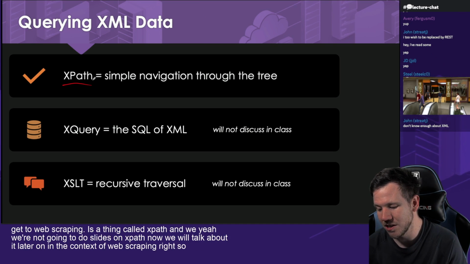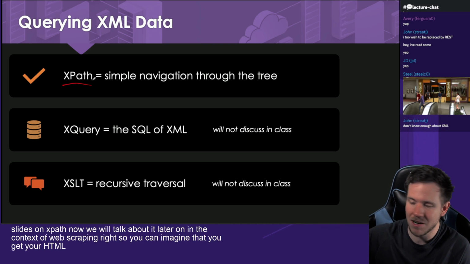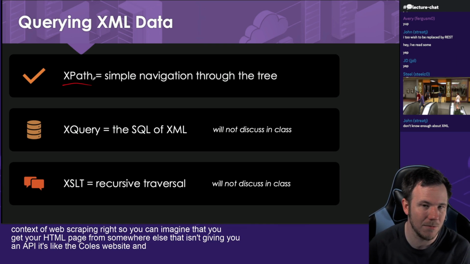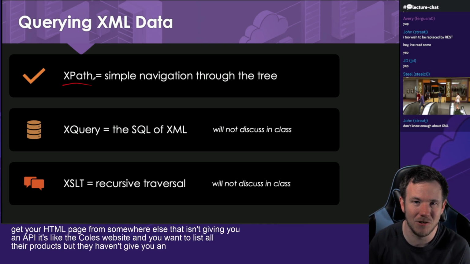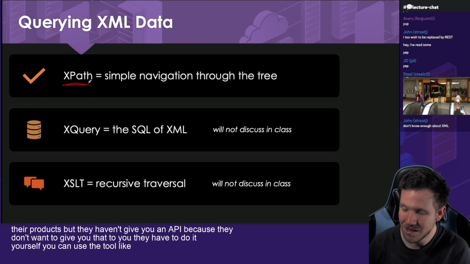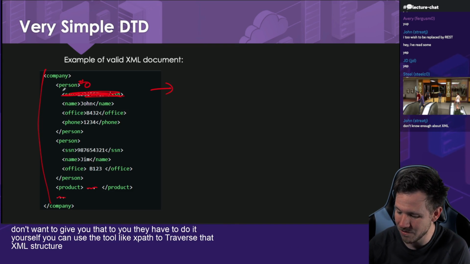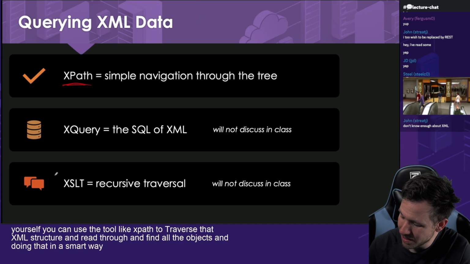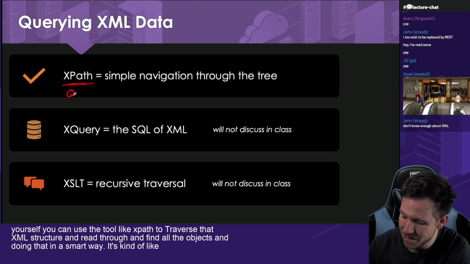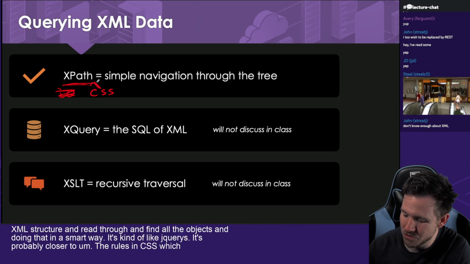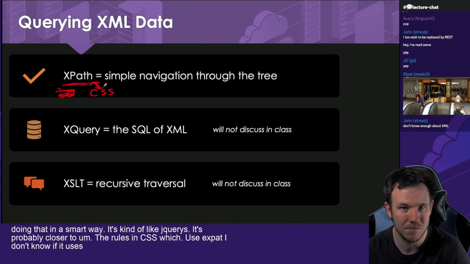So you can imagine that you get your HTML page from somewhere else that isn't giving you an API. It's like the Kohl's website and you want to list all their products, but they haven't given you an API because they don't want to give that to you. You have to do it yourself. You can use a tool like XPath to traverse that XML structure and read through and find all the objects, and doing that in a smart way. It's kind of like jQuery's, not jQuery, it's probably closer to the rules in CSS, which use XPath. I don't know if it uses exactly XPath, but it uses the same sort of thing.